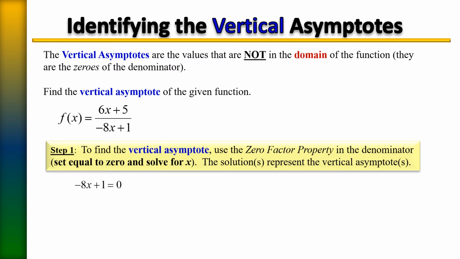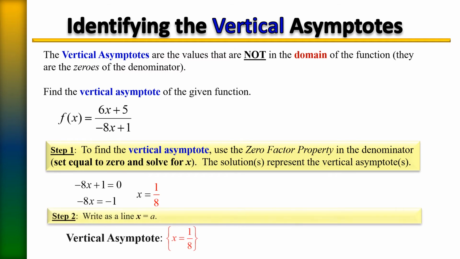So what is the first step we need to do to solve for x here? That's correct. Subtract 1. And then, yes, divide by negative 8. So a negative divided by a negative is going to equal 1/8. And so the vertical asymptote, that line is going to be at x equals 1/8.